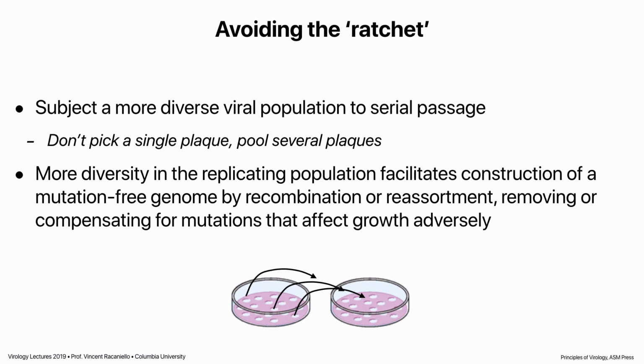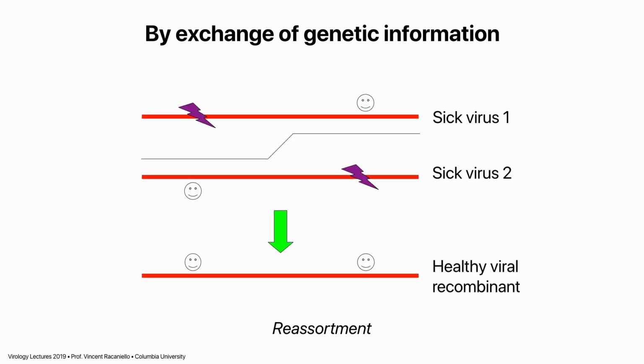This gives you the ability to rescue any deleterious mutations by recombination or reassortment, for example. So you may have a particular deleterious mutation in the genome, but you've got the genetic diversity now to rescue it. And that's shown here by this slide, by reassortment or recombination. This is recombination being illustrated.